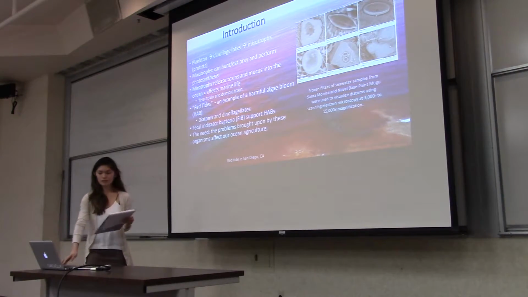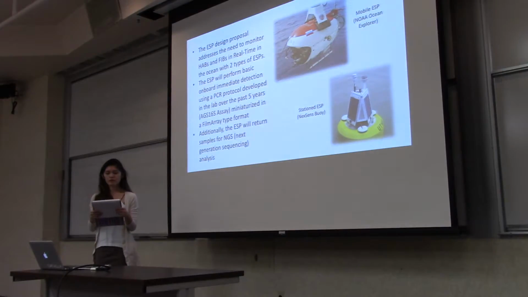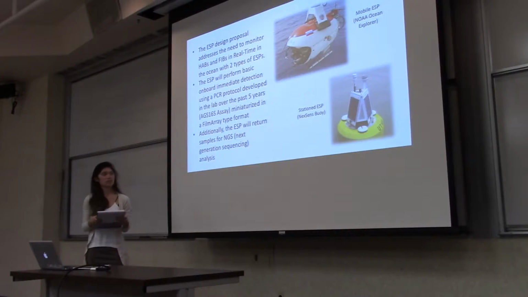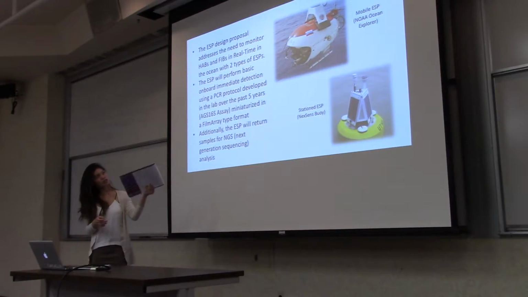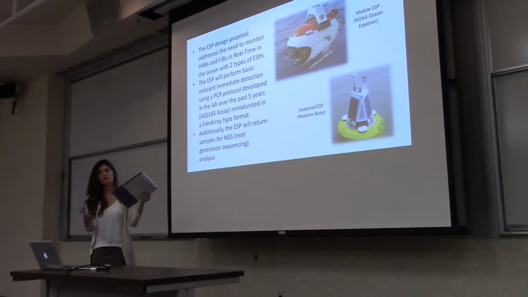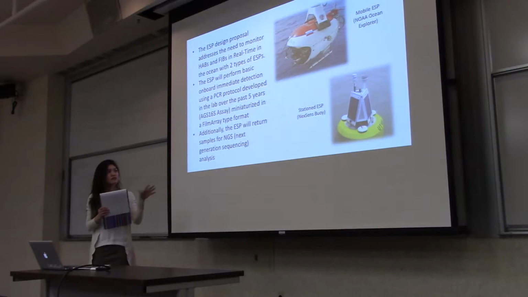The ESP design proposal addresses the need to monitor HABs and FIBs in real time in the ocean with two types of ESPs. A mobile ESP such as a NOAA Ocean Explorer, I don't know if you're familiar with that, and a few station ESPs such as the NextSense buoy.